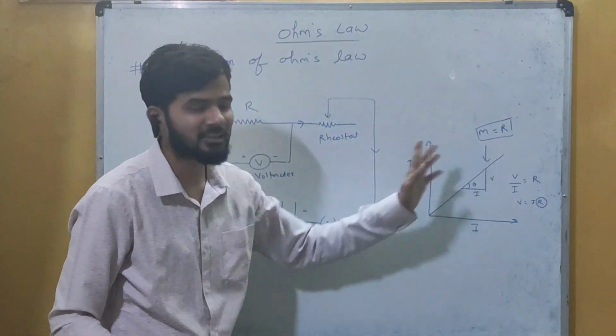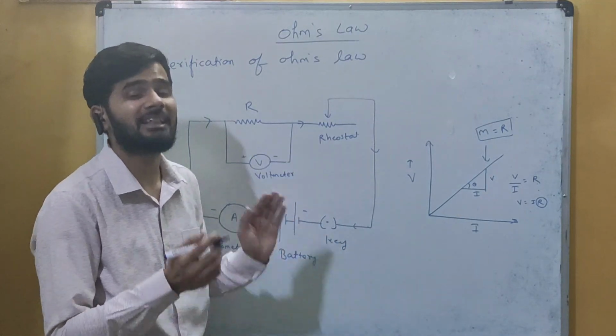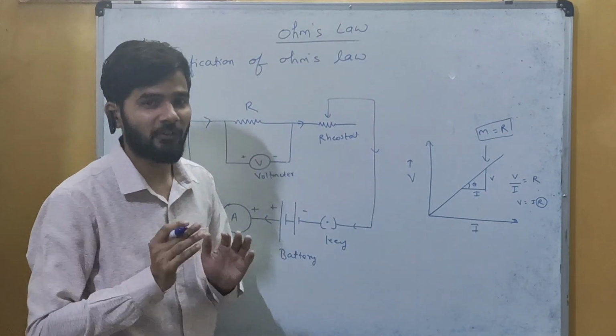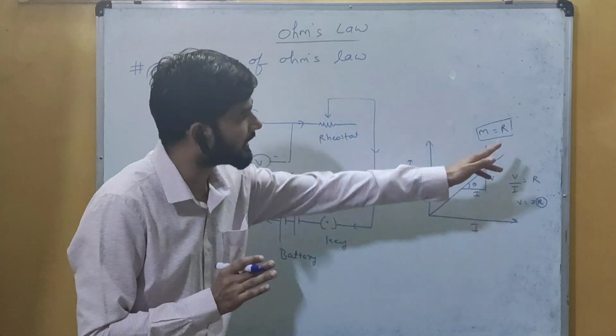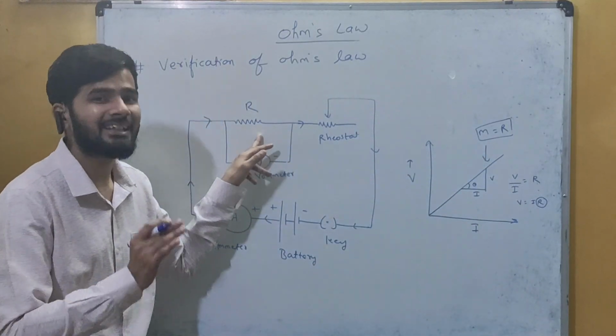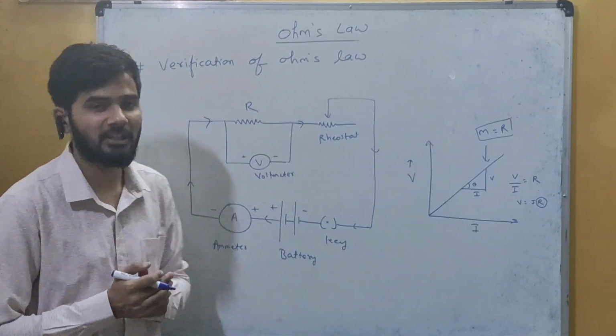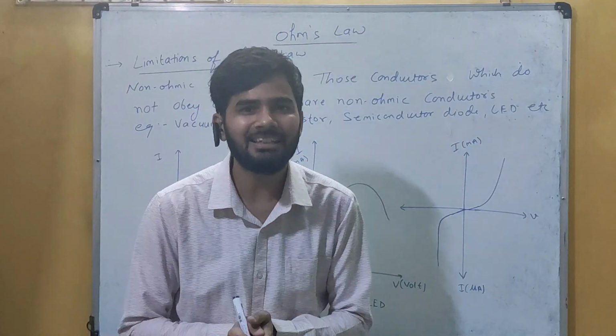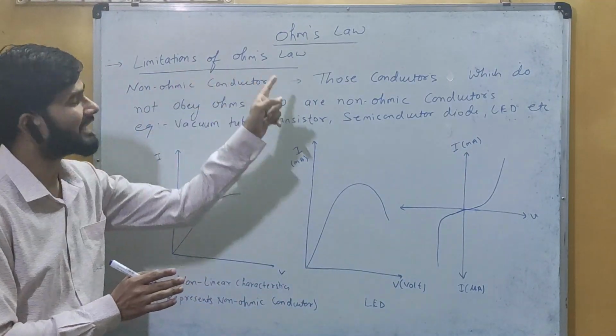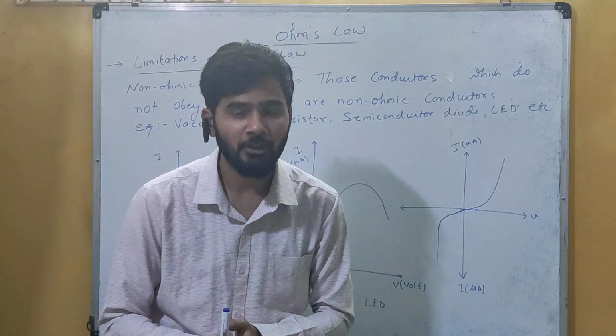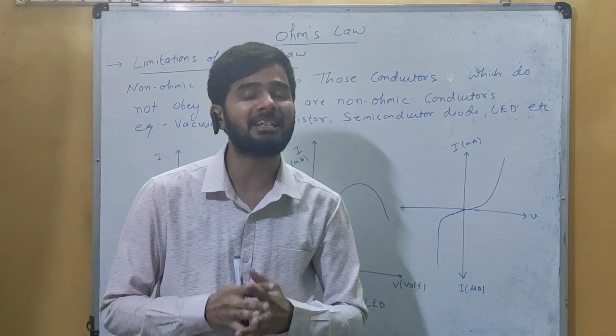अगर ग्राफ कुछ इस तरह से बनता है, means in that case you can say that the Ohm's law is verified. And if the Ohm's law is verified, then you can find the value of resistance for this conductor. So this is what the verification of Ohm's law is. Now we have another topic that is related with the Ohm's law, that is the limitations of the Ohm's law. Okay, यहाँ पर Ohm's law की limitations क्या है?